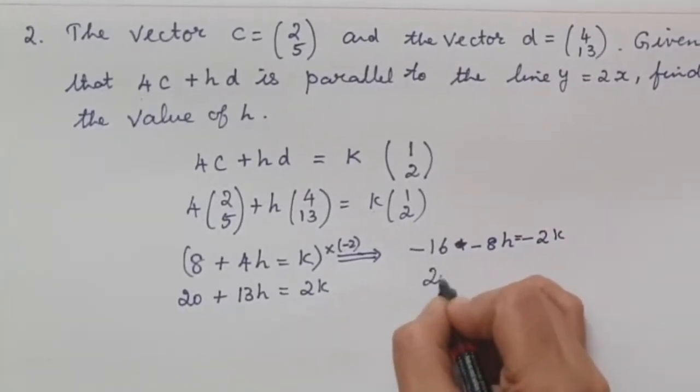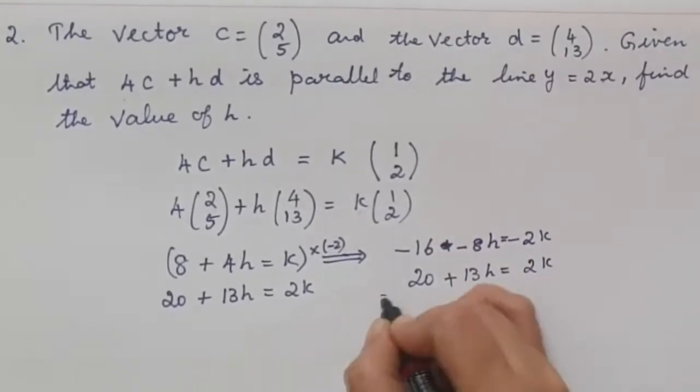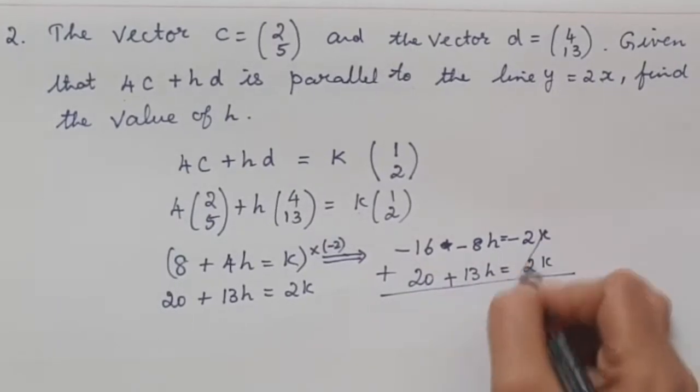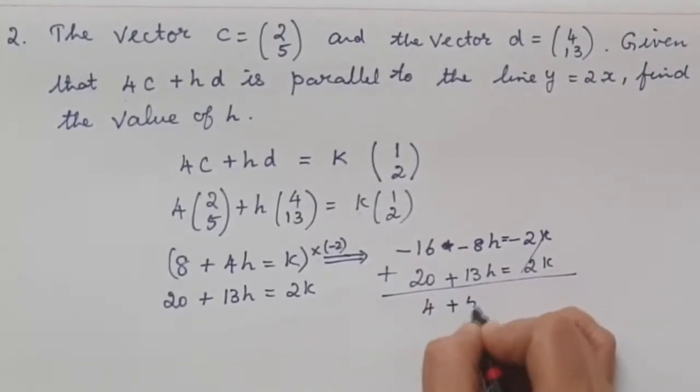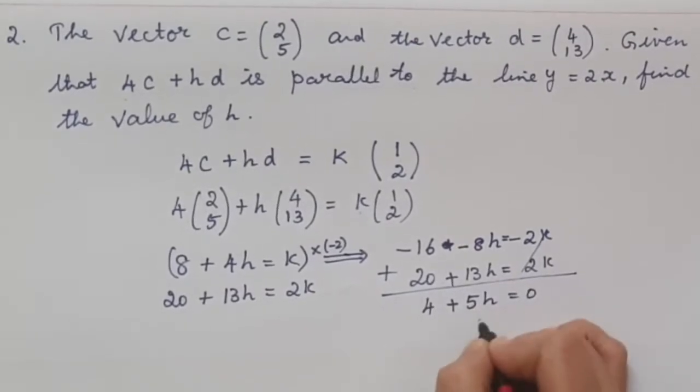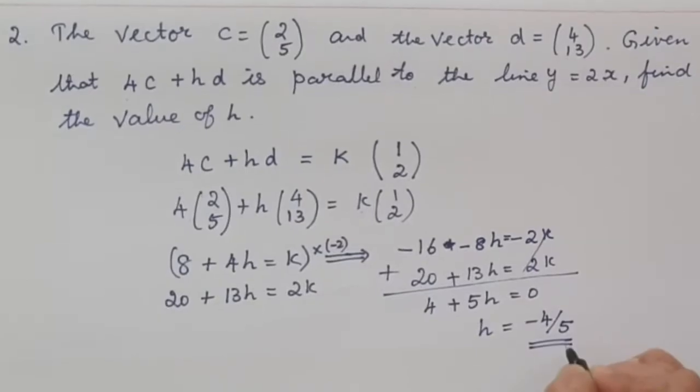And here it will be 20 plus 13H will be equal to 2K. So when we add it, this gets cancelled. So we are left with 4, and this will be plus 5H will be equal to 0. H will be equal to minus 4 over 5.